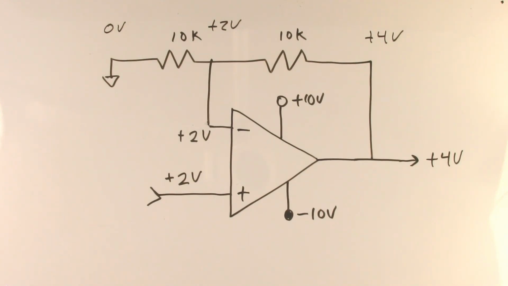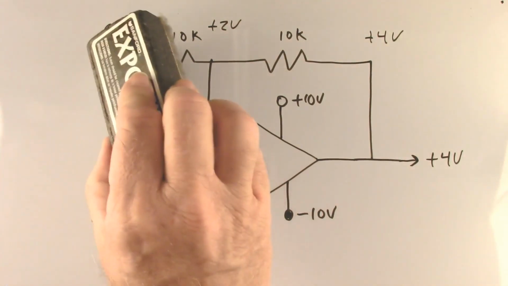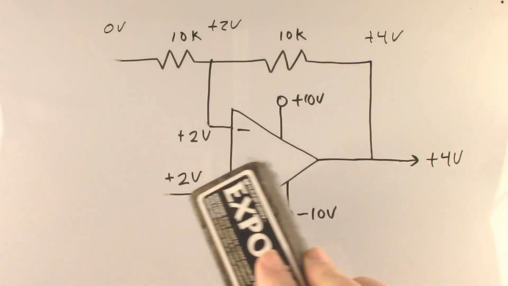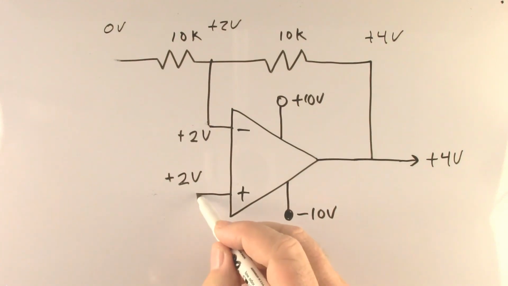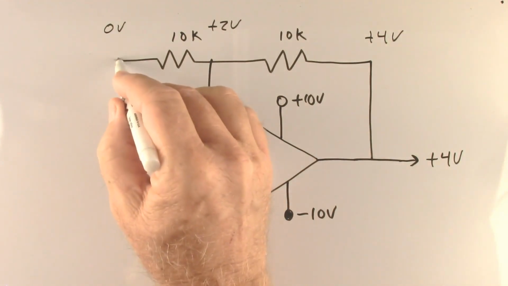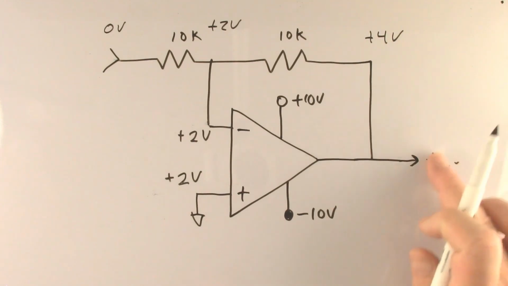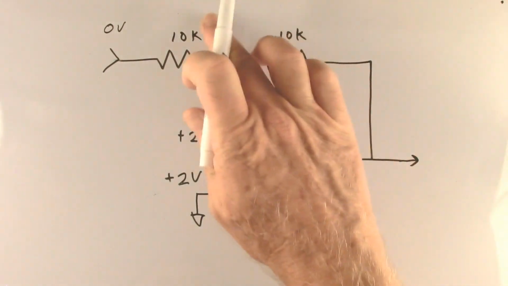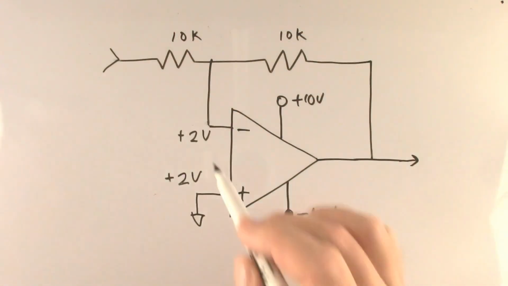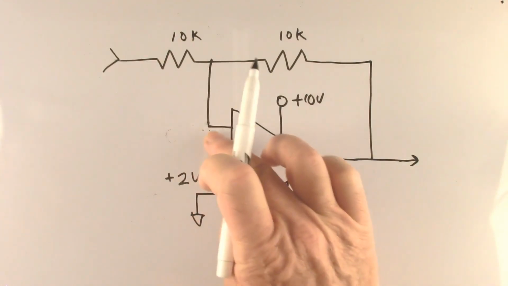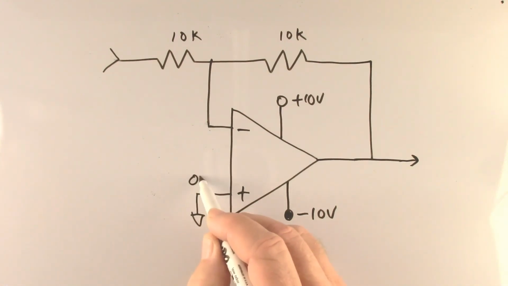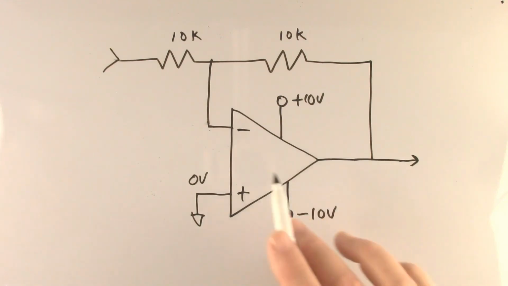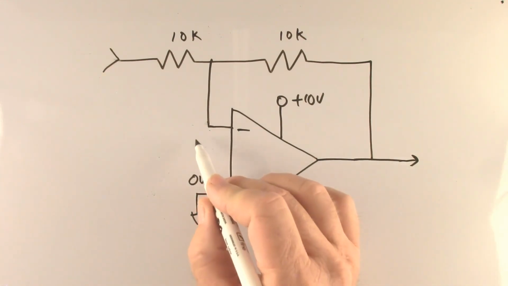Now let's convert this into an inverting amplifier by simply swapping where the input and the ground are. Now we have an inverting amplifier. Let's see how it works. In this case, we have the non-inverting input grounded, so that will always be 0 volts. And the output will be whatever it takes to balance that, making the inverting input 0 volts also.